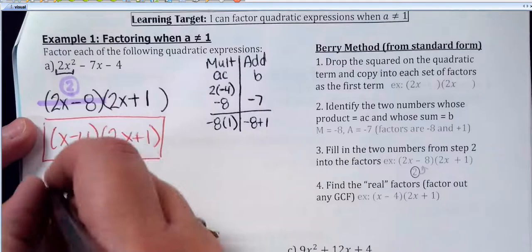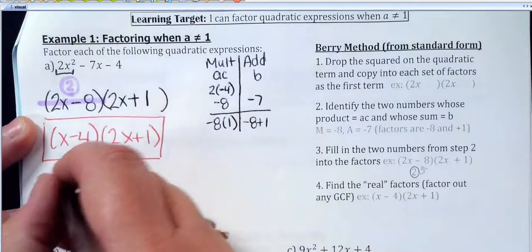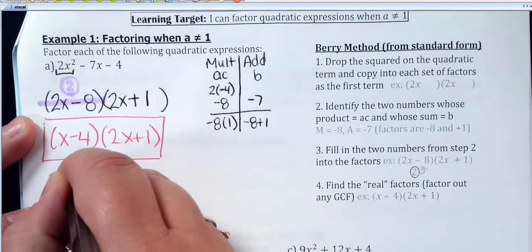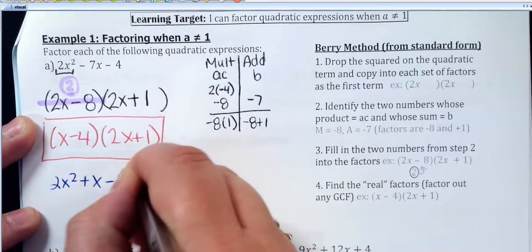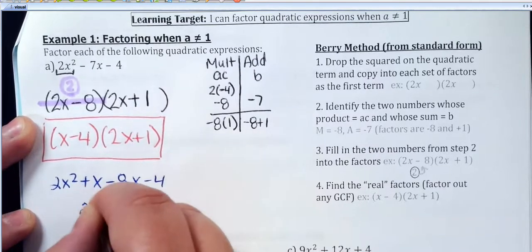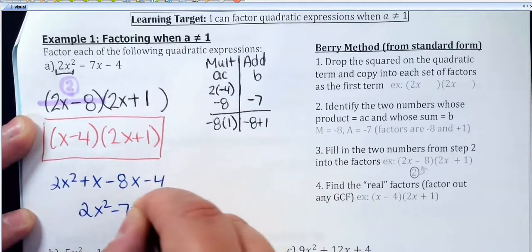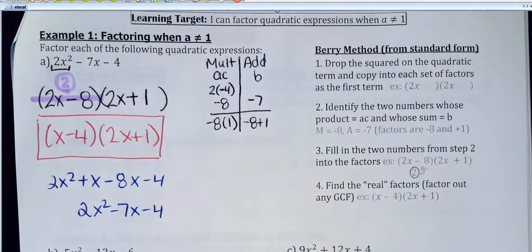If you want, I'll do it on just this question. If you were to completely foil this out, I'd get 2x squared plus x minus 8x minus 4, which would give me back the 2x squared minus 7x minus 4. But at least try, when you do these, to check the first term and the last term, and you should be okay. Does anybody have a question?